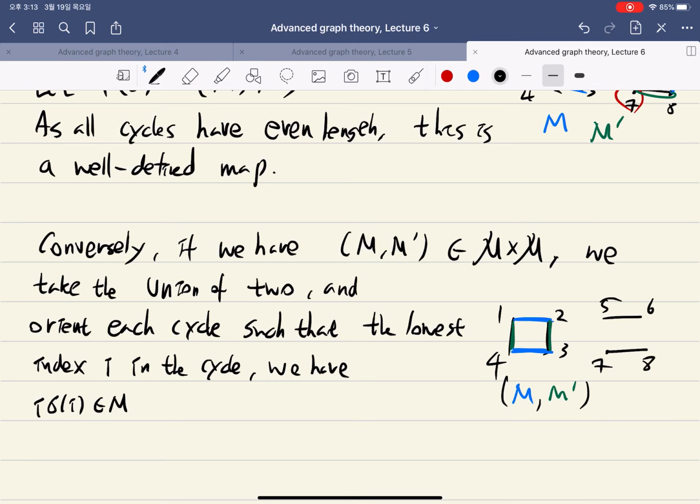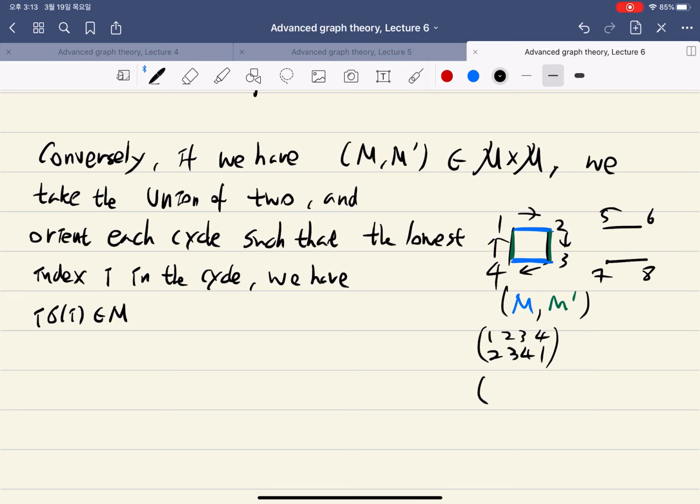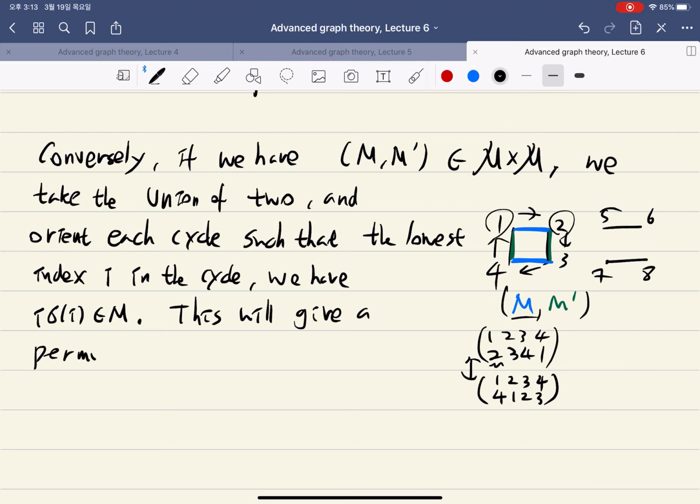So here we have two ways. We either direct this so that 1, 2, 3, 4 maps to 2, 3, 4, 1 in the permutation, or the other way around so that 1, 2, 3, 4 maps to 4, 1, 2, 3. But out of these two choices, we make it so that from the lowest one, its image comes from the edges of the first matching. Then this will give a permutation sigma such that T of sigma is M comma M prime.